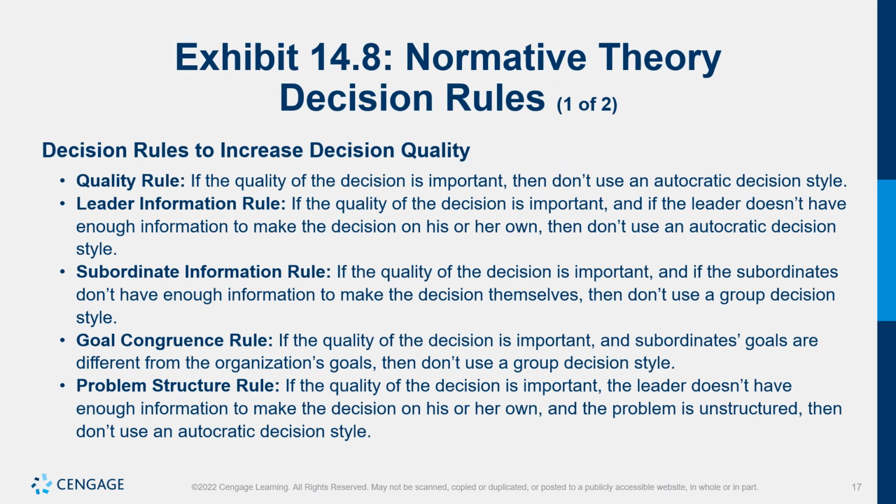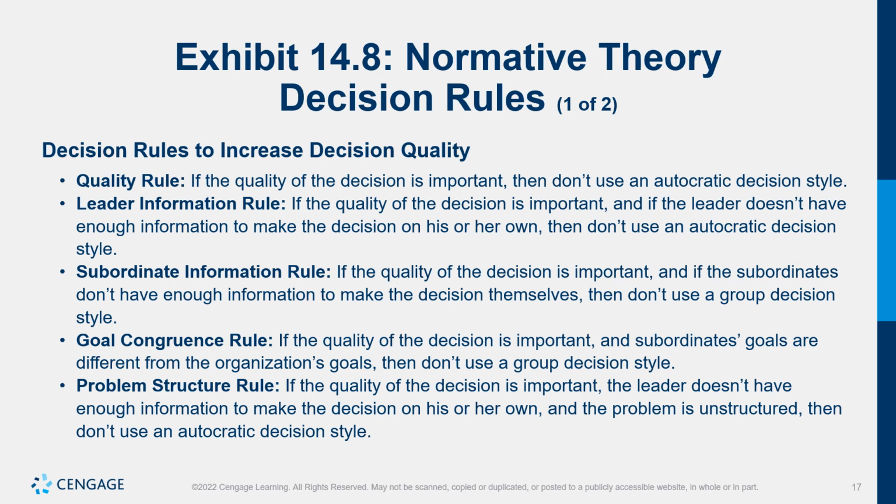According to the normative decision theory, using the right degree of employee participation improves the quality of decisions and the extent to which employees accept and are committed to decisions. The quality of leader information, subordinate information, goal congruence, and problem structure rules are used to increase decision quality. The commitment probability, subordinate conflict, and commitment requirement rules are used to increase employees' acceptance and commitment to decisions.